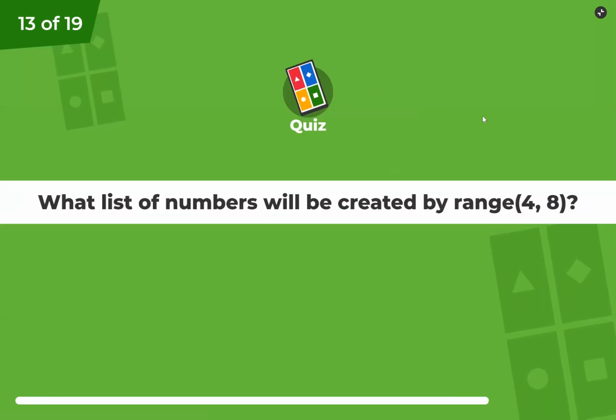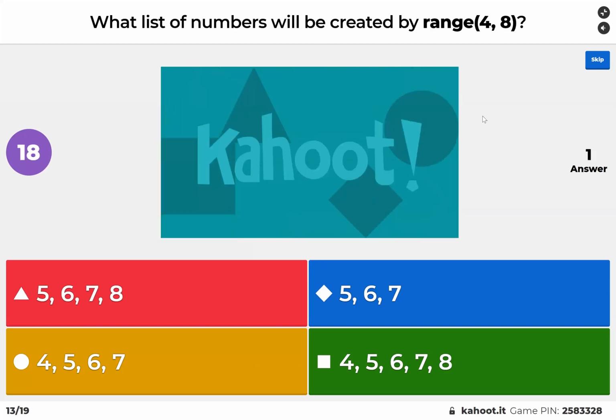All right, what list of numbers will be created by range 4, 8? Will it be 5, 6, 7, 8, 5, 6, 7, 4, 5, 6, 7, or 4, 5, 6, 7, 8?